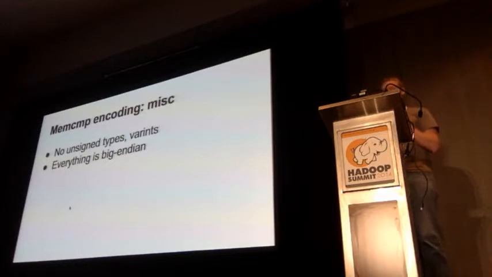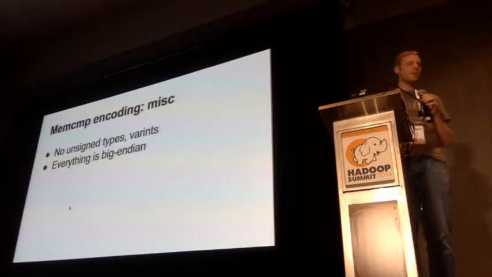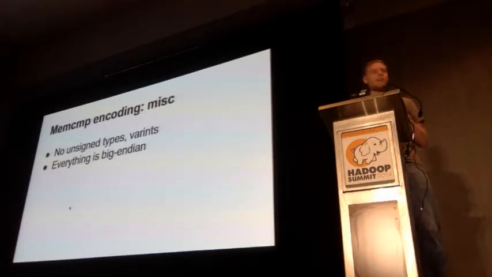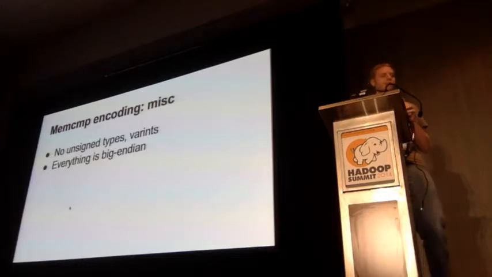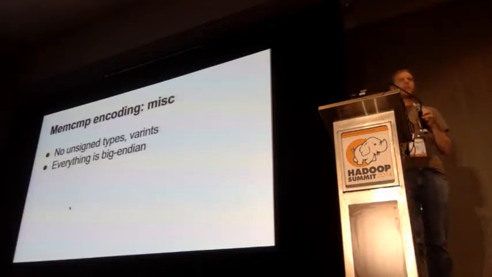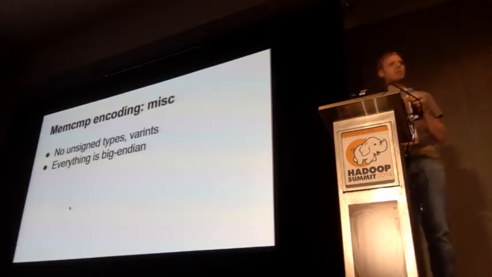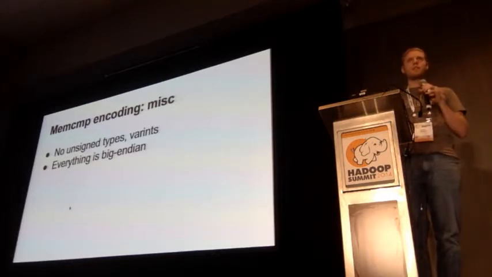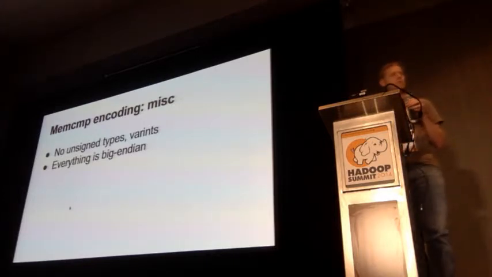A couple more things to mention about mem-comparable encoding. We don't define any unsigned types, we don't define varints, everything is big endian. This is fairly strict, right? Because we want a small set of things if everyone is going to implement this.